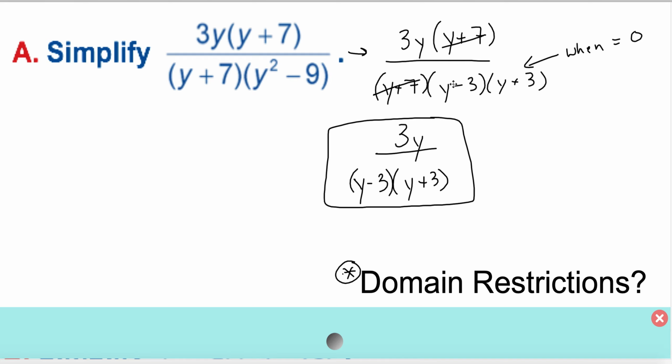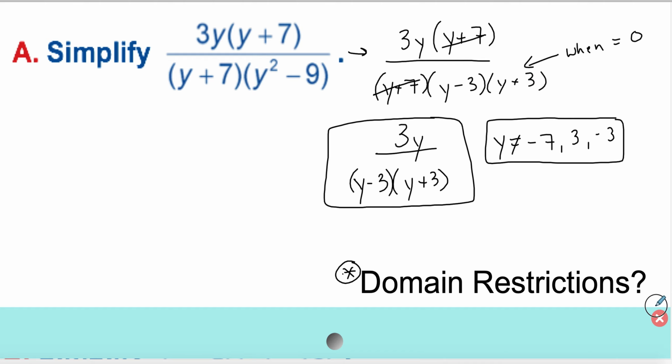So this is the one where I factored everything out completely, so my domain restrictions I can easily see here. So I'll say y cannot be equal to, what would make this a 0? A negative 7. What would make this one a 0? A 3. What would make this one a 0? A negative 3. So those would be my restrictions in this scenario. Now I know it's y and I said domain, but essentially it's just the restrictions in the equation. We cannot have these 3 values because they would create a 0 in the denominator, which would not work.